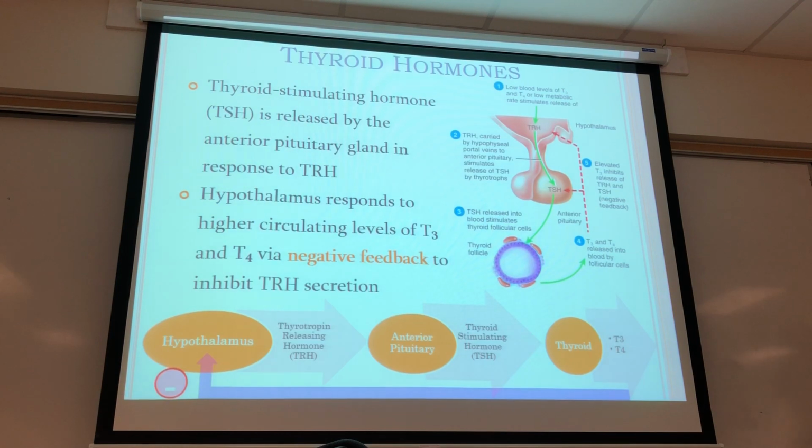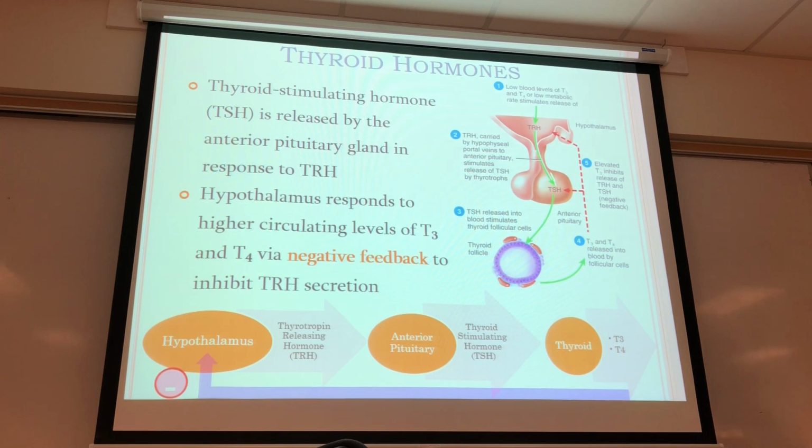So now that we have that in place, let's take a look at the feedback that takes place to limit the amount of T3 and T4. So we don't want too much of it, and we don't want too little of it. In order to keep it within that window, we need to employ negative feedback.